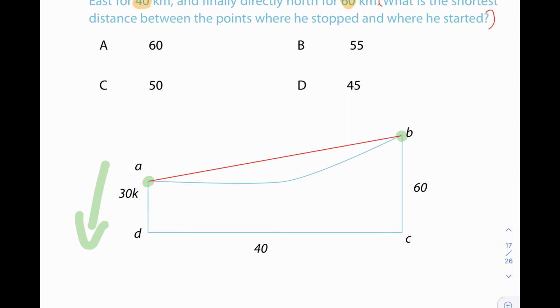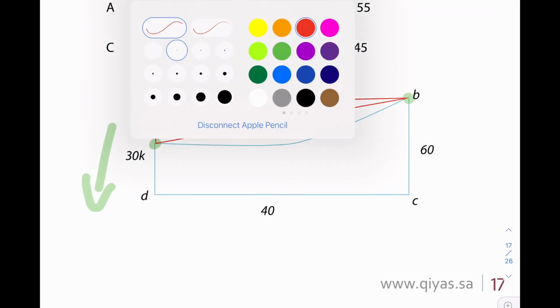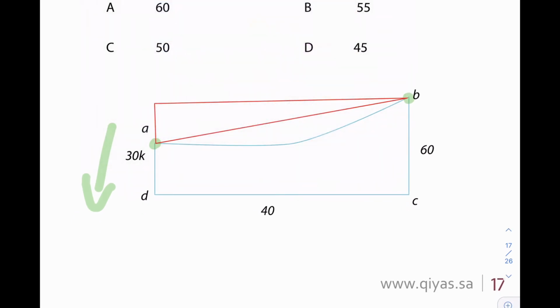But what do you do with unpleasant things? You try and fix them. So let's try and fix this. Let's try and make it an actual rectangle, and let's see the shape that we're going to get. This is a triangle, guys. Can you see it now? It's a triangle. What we need is to find the hypotenuse of this triangle. It's as easy as that.